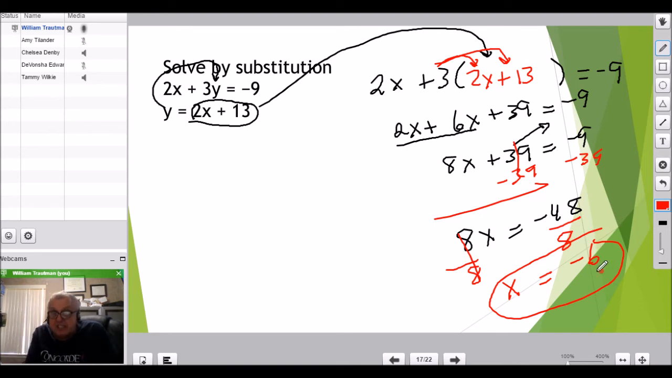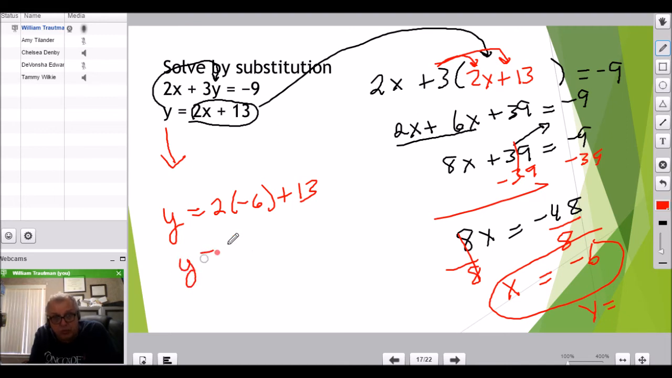Oh, so if x is negative 6, I still have to find y. Plug this 6 into any equation. Might as well plug it into this one. y equals 2 times x, which is negative 6, plus 13. Do you see how nice and pretty it is? It's going to tell you what y equals. 2 times negative 6 is negative 12. And negative 12 plus 13 is 1. So my answer is x is negative 6, y is 1.